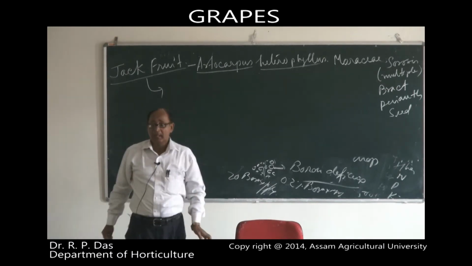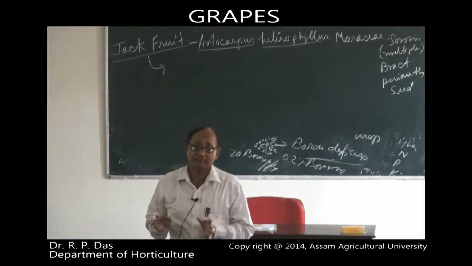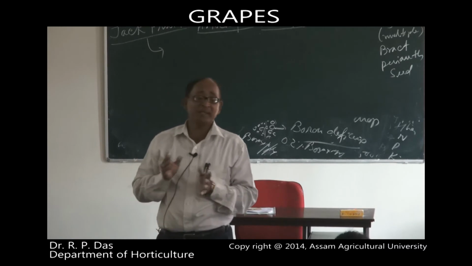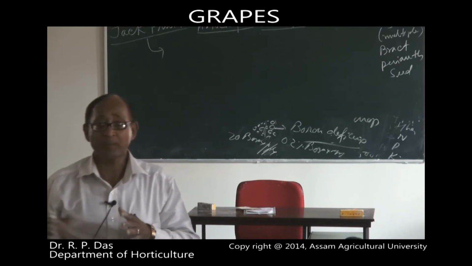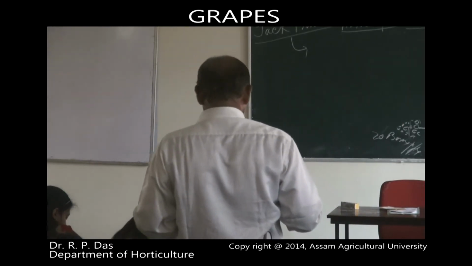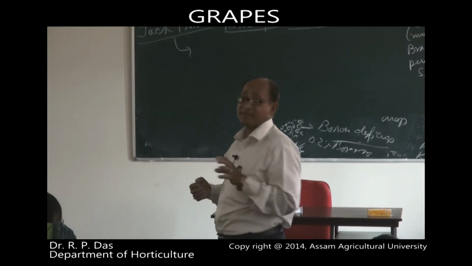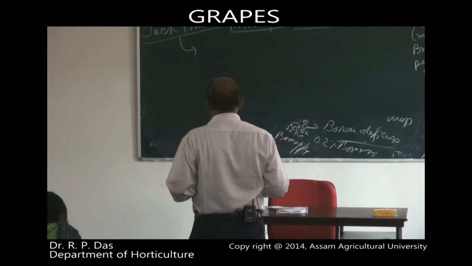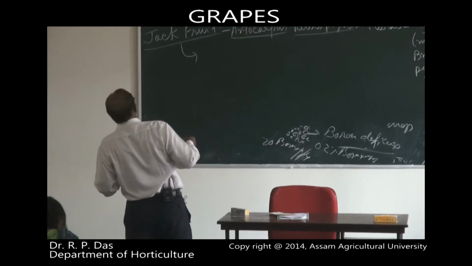Jackfruit is a tropical crop, perennial in nature, an evergreen plant with good spreading behavior and a deep and extensive root system. It is a long-lived plant, surviving 50, 60, 70 years.